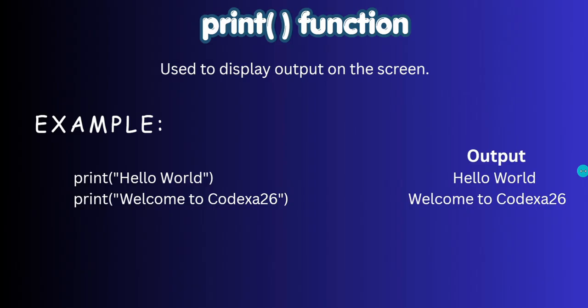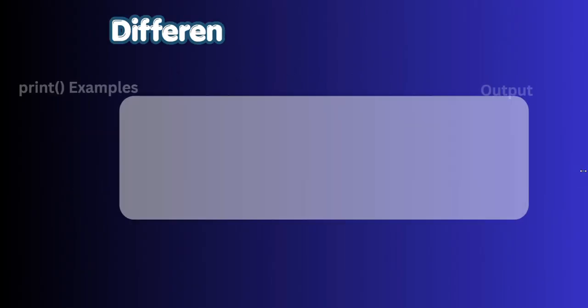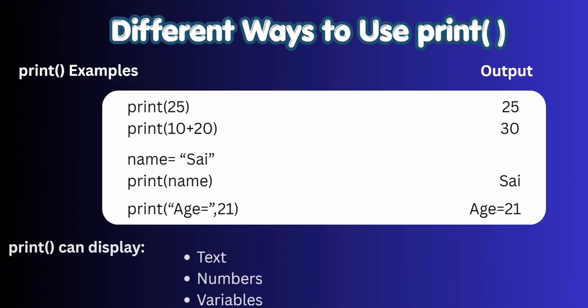The print function can display almost anything. For example, print 25. It displays a number. Print 10 plus 20. Python first performs the calculation. 10 plus 20 equals 30 and then displays the result. Output becomes 30. Interesting, isn't it?